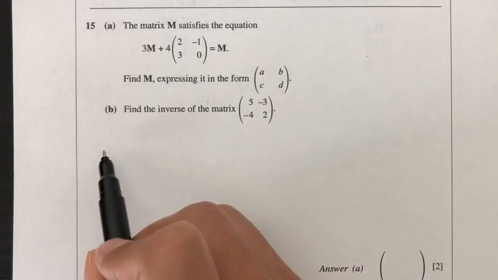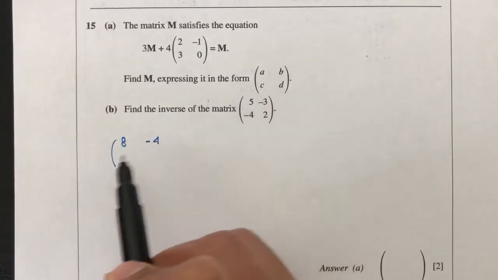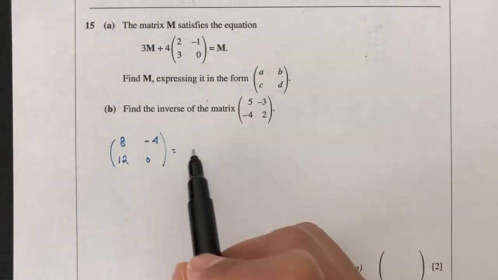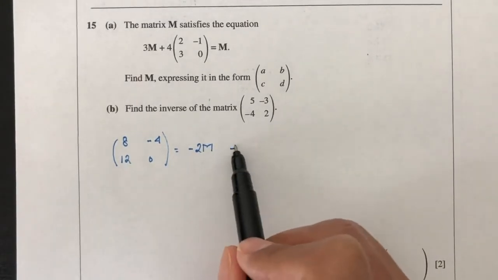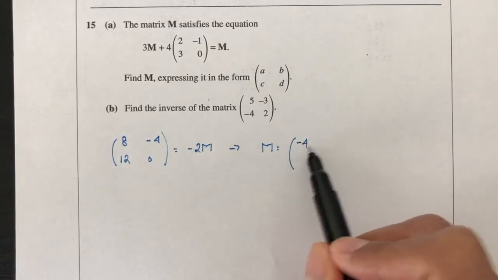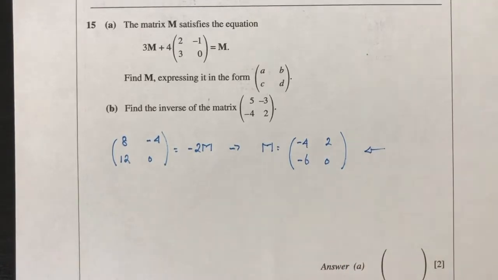So let's bring the 4 inside. That becomes 8 minus 4, 12, 0 equals M minus 3M, and minus 3 becomes minus 2M. So from this, M equals, divide by minus 2, we have minus 4, 2, minus 6, 0. So this is the value of M.